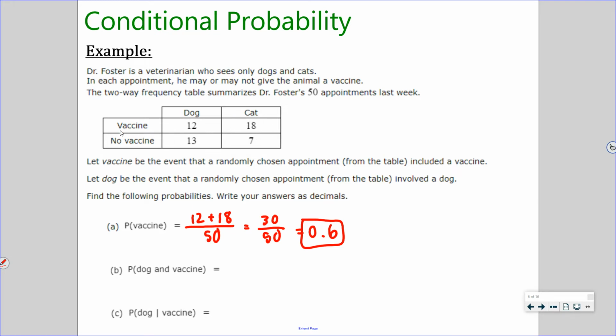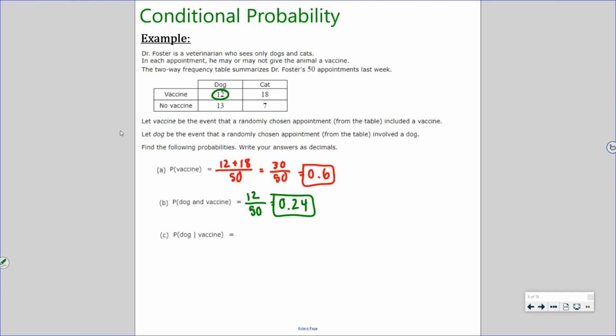This one is an event that includes both. What's the probability that the selected animal was a dog and it received the vaccine? That'd be just these 12 out of my total 50. So that'd be 0.24. Okay, I like this one because it has a notation with conditional probability. So no, this is not the same as and. This is saying, find the probability that the selected animal was a dog, given that we know it had the vaccine.